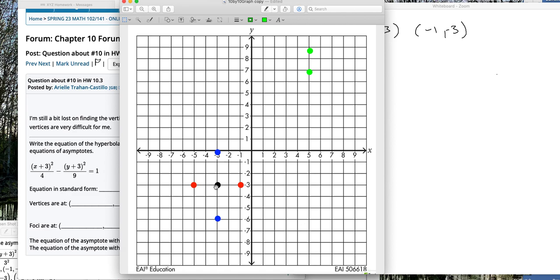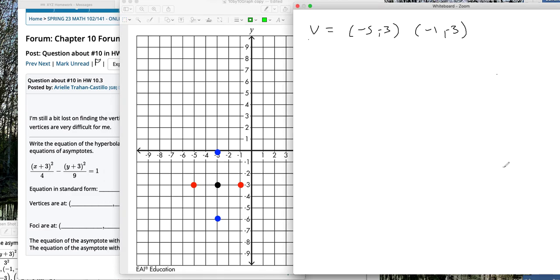Once I know those two dimensions, I can find C over here. So we know that a squared plus b squared is c squared. And we know that a is 2 and b is 3. So 2 squared would be 4, 3 squared would be 9, equals c squared. So we know that c is going to be square root of 13.